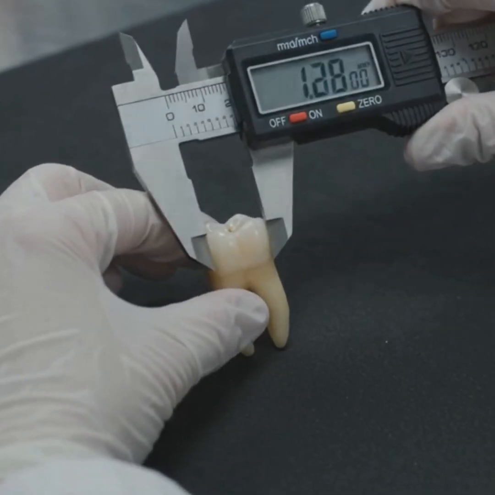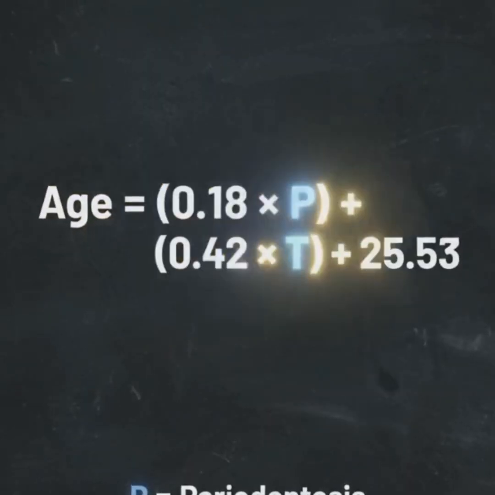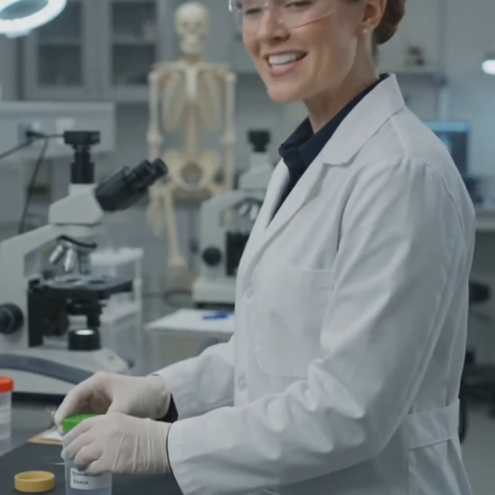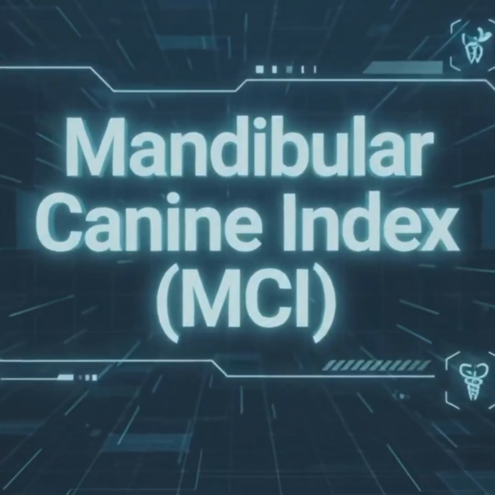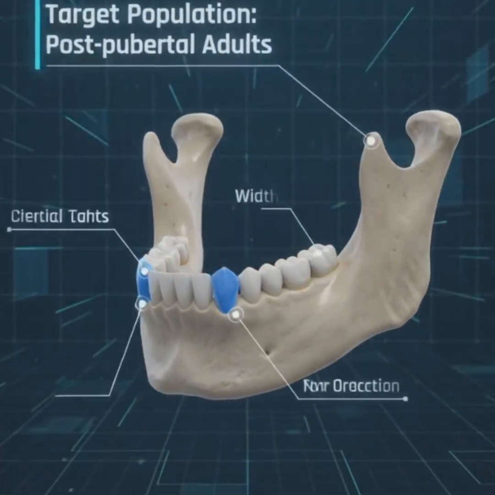The Lamendin method uses single-rooted teeth to estimate adult age. We measure transparency and periodontosis. It's accurate to within 3.3 years, a fast and non-destructive method.